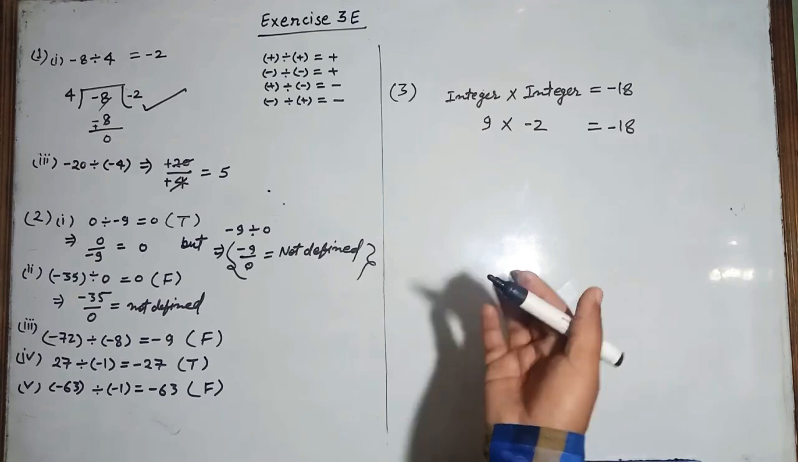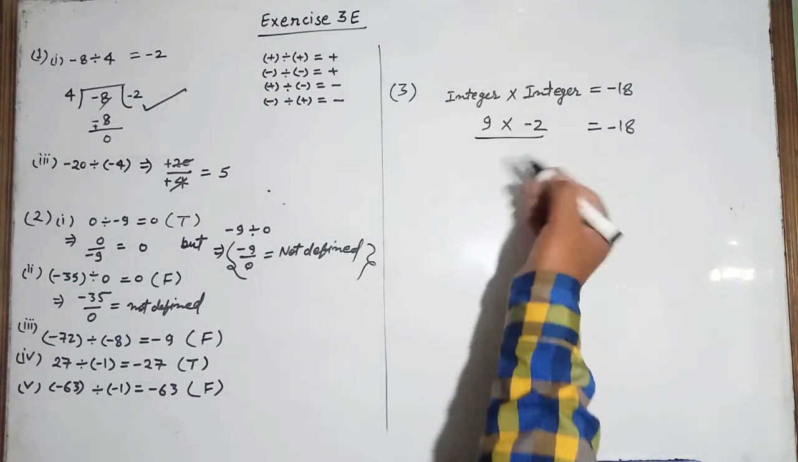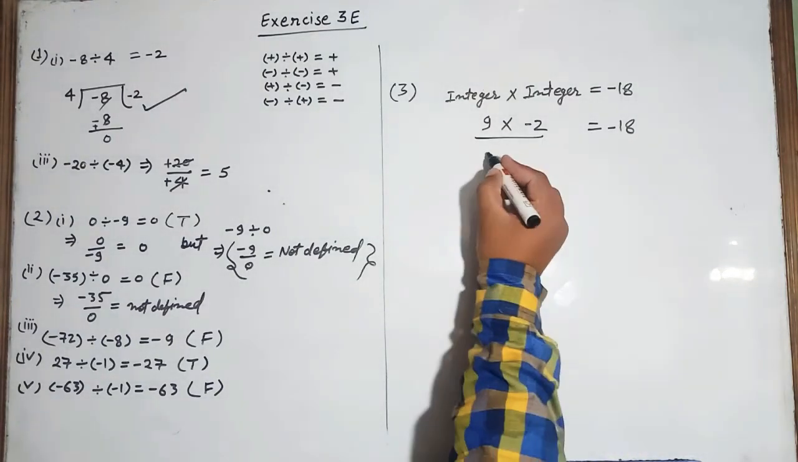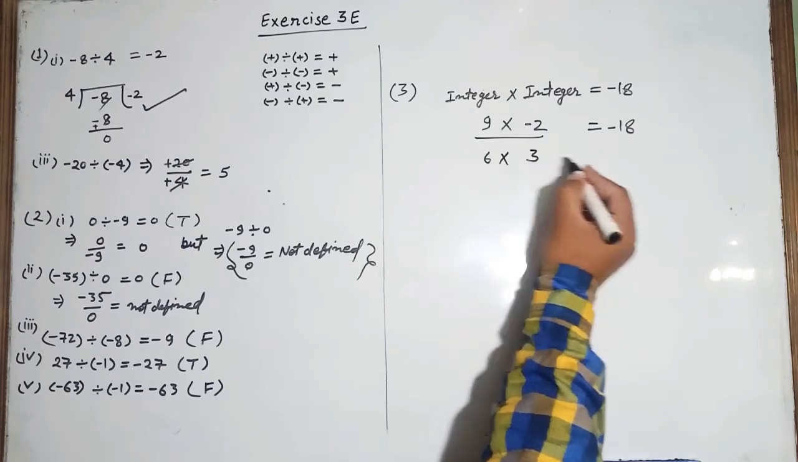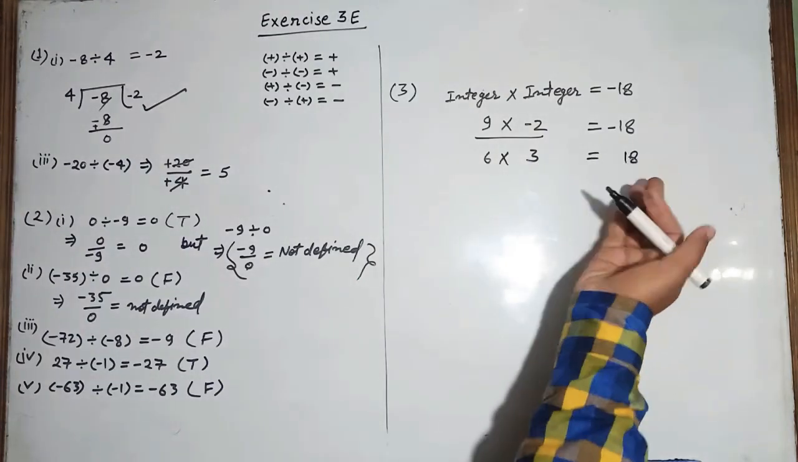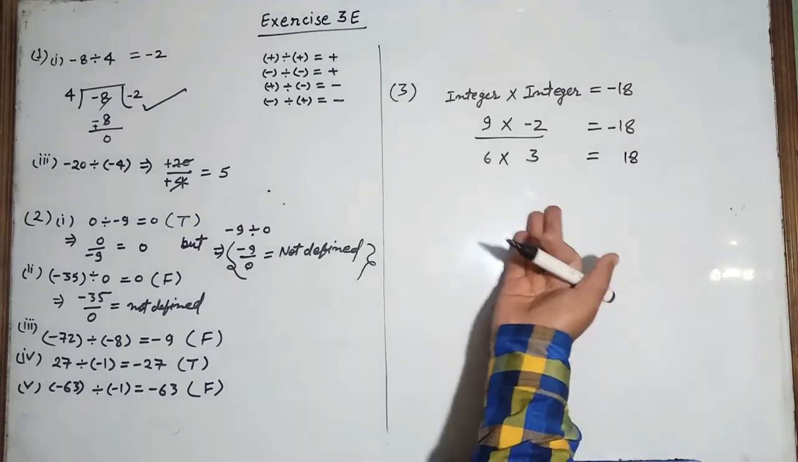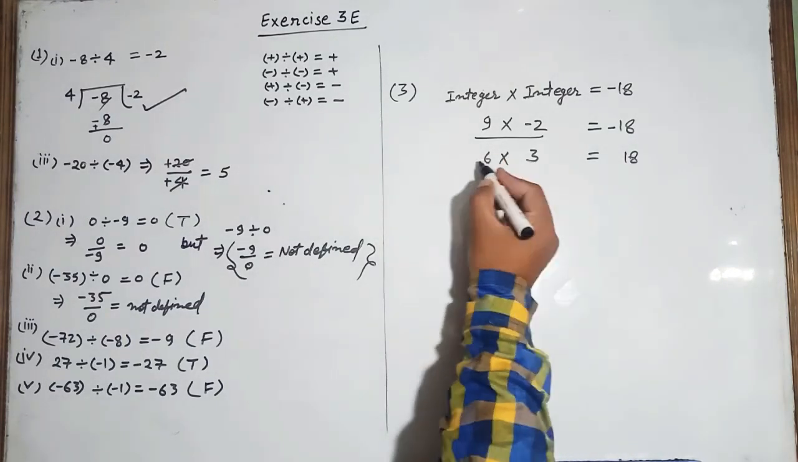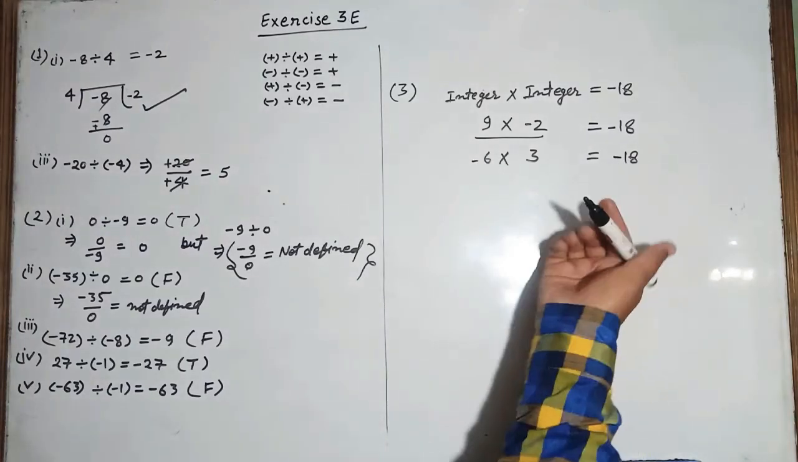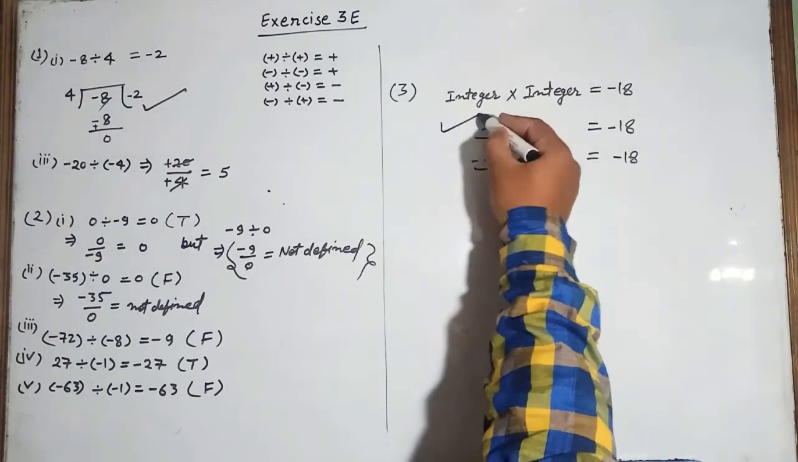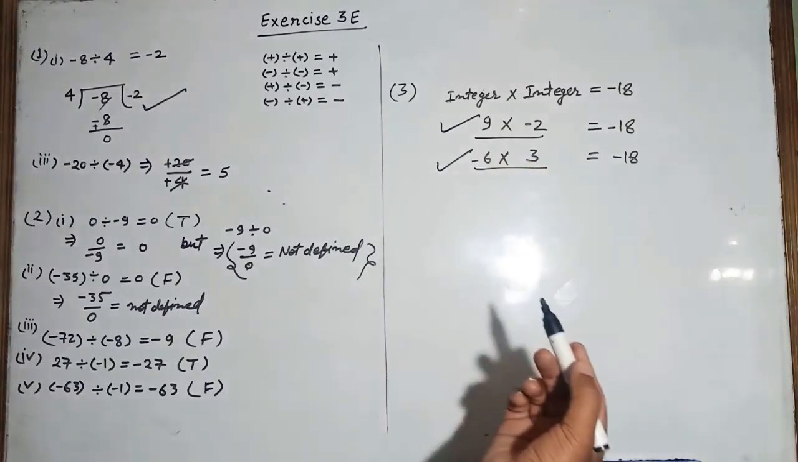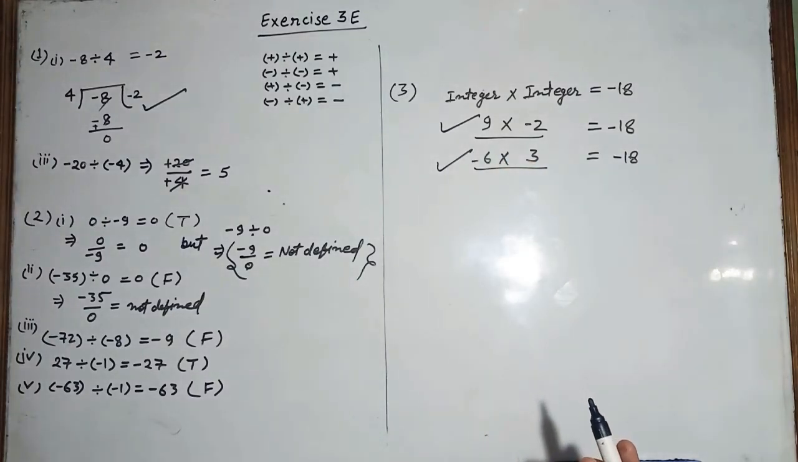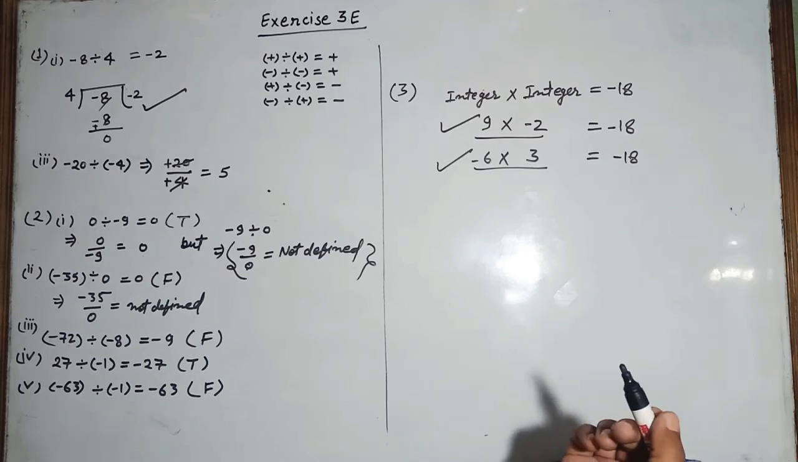Or another pair: what integers other than these two numbers can be? You know that 6 times 3 is 18. Now you need a negative sign, so you can put the negative in 6 or in 3. So I am writing minus 3, and this can also be your answer. Name two integers whose product is minus 18 and whose quotient is minus 2.